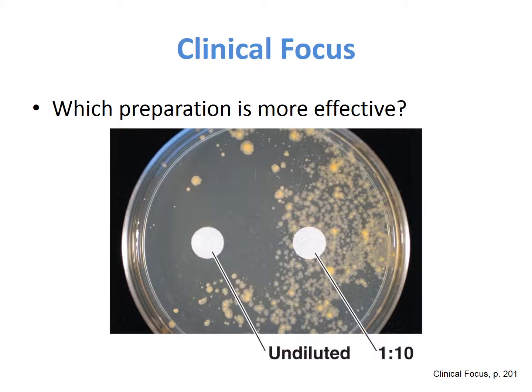This slide basically shows you a disc diffusion test, and it illustrates the fact that concentration can be important. In this particular experiment, the disinfectant that's being used must be used at a neat concentration, that is, it must be undiluted, in order to inhibit the growth of the bacterium that's been plated on this plate. Even a 1 to 10 dilution of this disinfectant eliminates its effectivity against the bacterium.